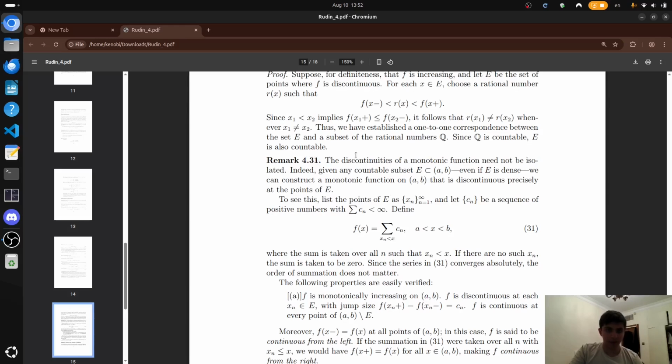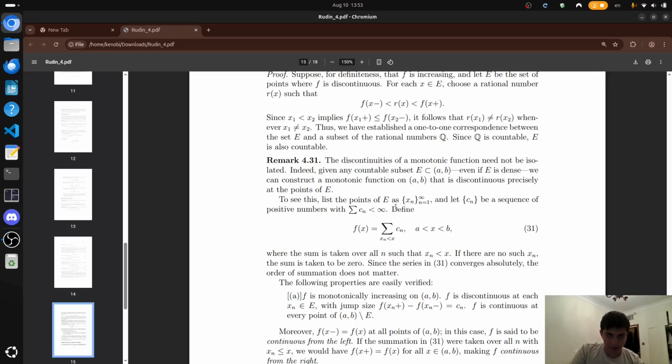Now we have the following remark. The discontinuities of a monotonic function need not be isolated. In fact, given any countable subset E in (a, b), even if E is dense, we can construct a monotonic function on (a, b) that is discontinuous precisely at the points of E. To see this, list the points of E as x_n, n equals 1 to infinity, and let c_n be a sequence of positive numbers with the sum of c_n less than infinity.